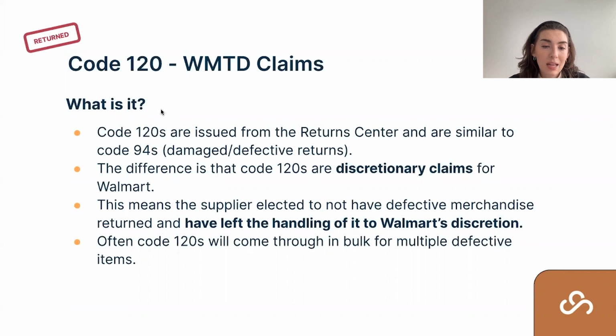And then the last piece about Code 120s is that these will usually come through for bulk items. Instead of one claim code, it will be a larger group of multiple defective items.